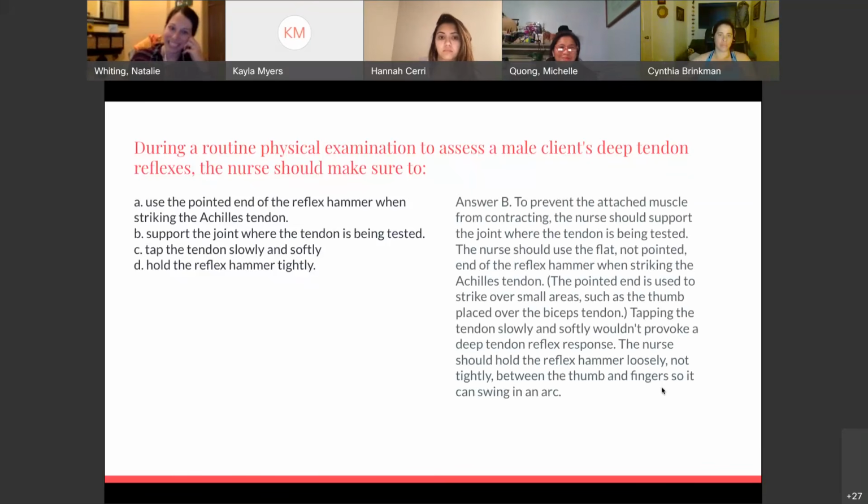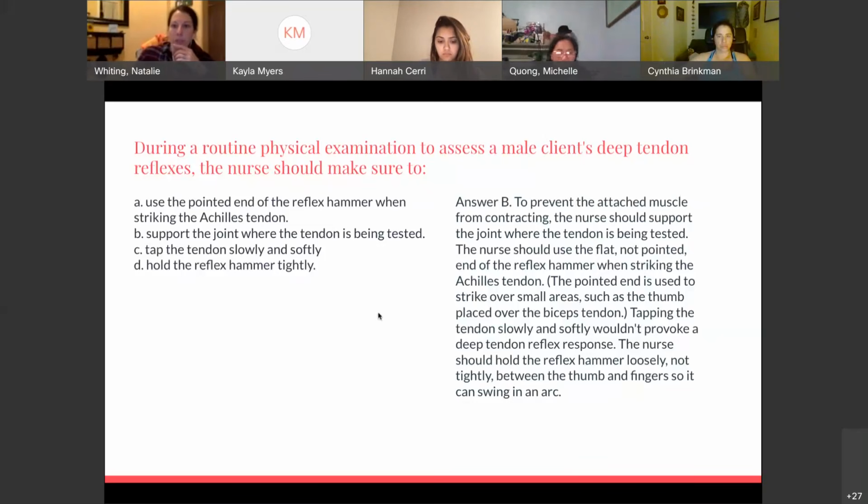So you want to think about when you're doing the knee, you want to just support underneath it. That way we know there's a good drop in what is being tested, so there's good gravity against the actual reflex that you're going to get. So here we'll read the rationale.